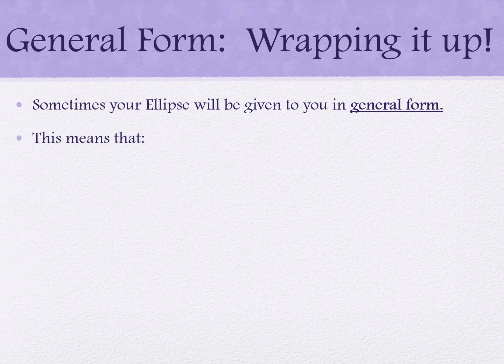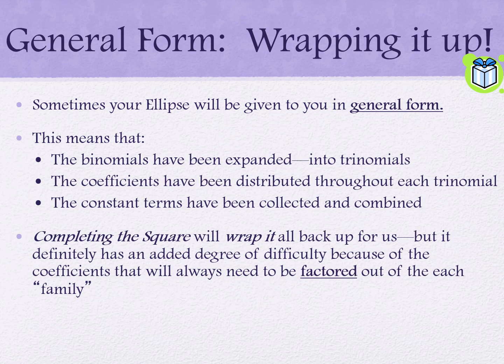Sometimes they are given to us in the expanded form, which means that the x minus h squared has actually been squared and like terms have been combined, denominators have been cleared, and constant terms have been also combined. So this means that there's some work to do. In order for us to get it back into shape, we have to make sure we know how to complete the square.